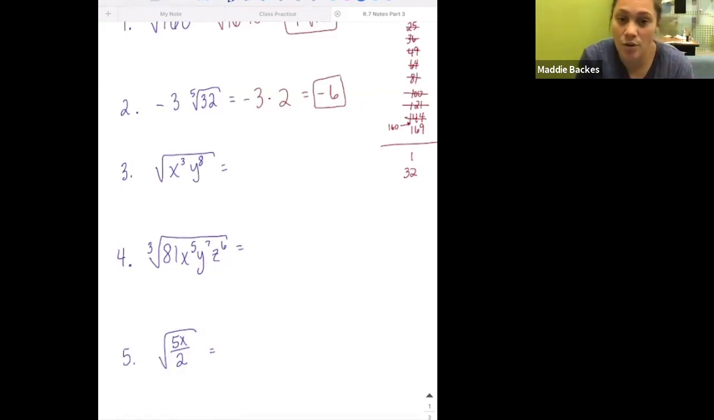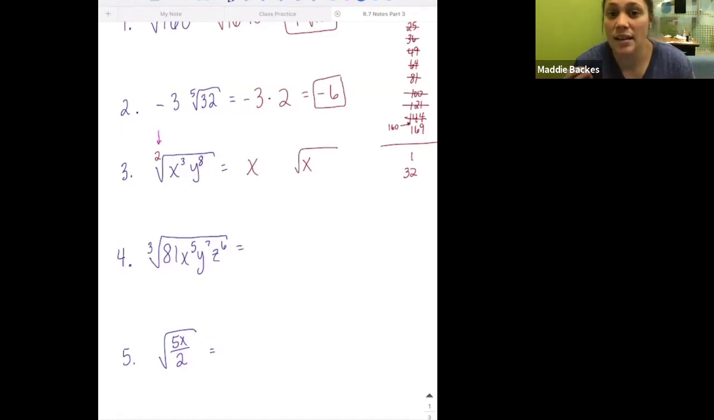Number 3, I don't have an index on my radical, so I know that it's going to be a 2. And anytime we have variables, we're just going to think about pulling out our x's or our y's in groups of, in this case, 2, because that's our index. So you can kind of think we've got 3 x's on the inside. How many groups of 2? We've got 1 group of 2 and then 1 x left over. So 1 group of 2 comes out, x to the first, and left inside is another x. It's my remainder. Another thing we can think, 3 divided by 2, we're going to get out 1 group of 2 and then a remainder of 1.